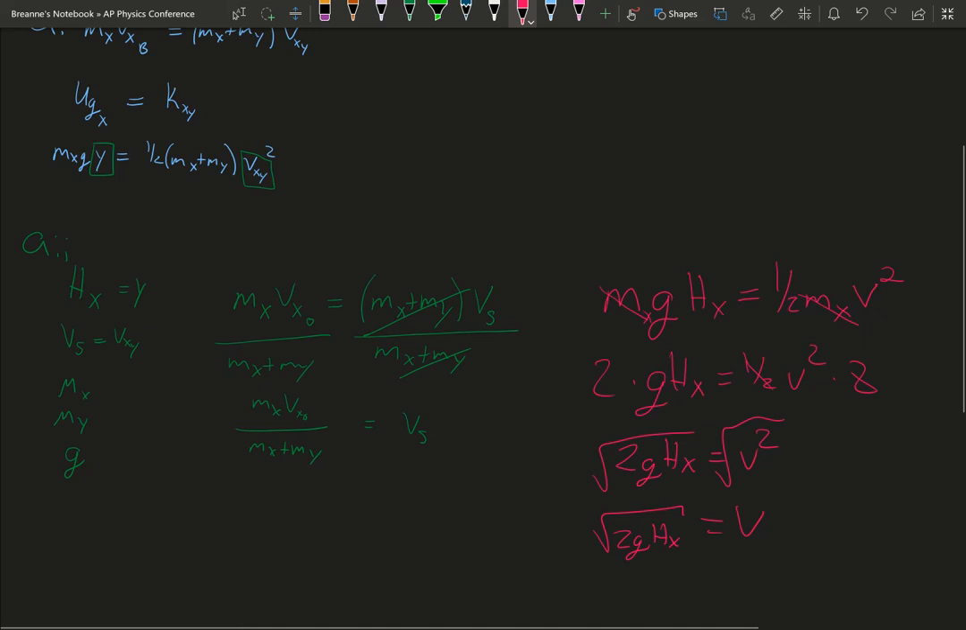So I'm going to reread the question real quick, because my answer isn't lining up with the key. It's wanting to know, derive the equation that relates the height of block X with the speed of the two-block system. So we have the speed of the two-block system, which is Vs. And we're trying to find, so we need to get rid of the initial speed.